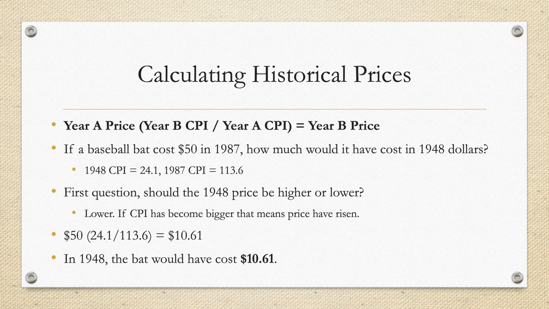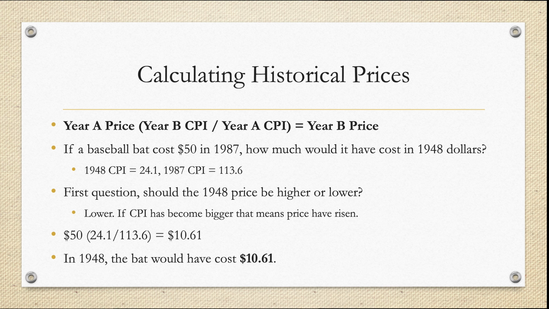Now, if you're going forward in time, it doesn't really matter. You always start with the price that you know at the beginning of the equation, and then whatever the CPI is for the year of the price that you know, that just goes on the bottom. The CPI of the year that you don't know the price of, that goes on the top, and that's going to give you the year B price, which is what you're trying to figure out.